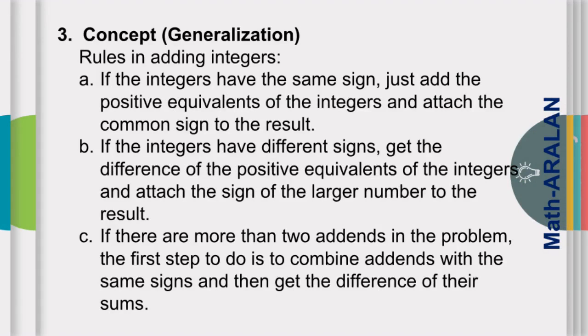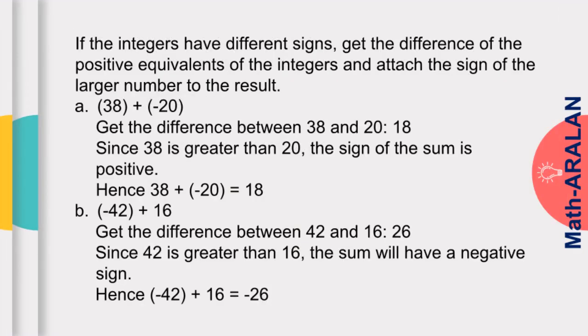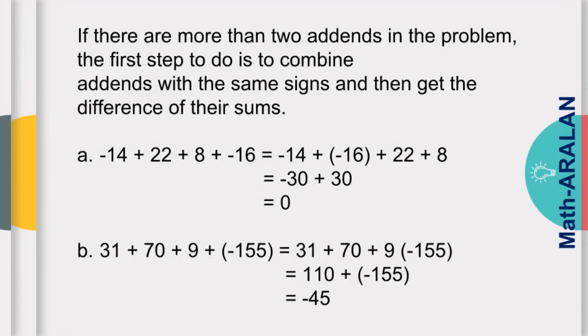This is the deductive method. This is the first example. It focuses on the first rule. It was also taken from the TG and LM for grade 7. This is the example for the next rule. It was also taken from the TG and LM for grade 7. And this is the example for the third rule.